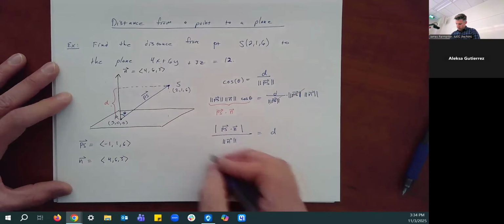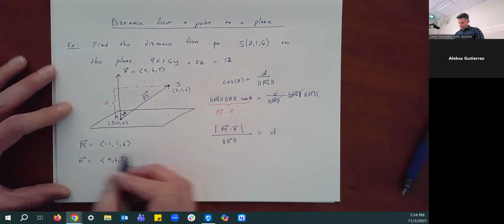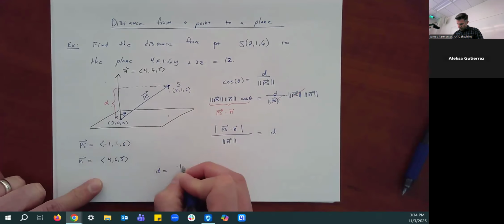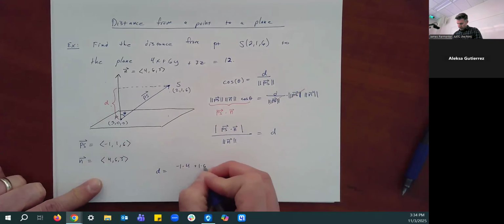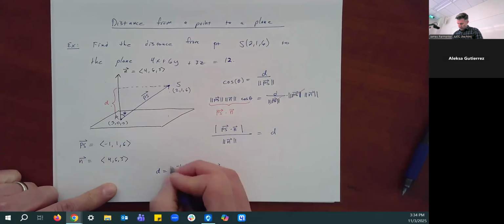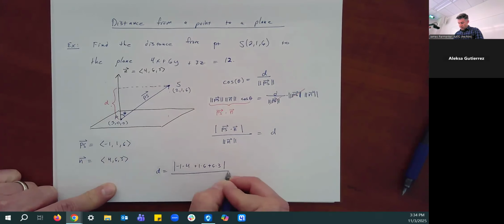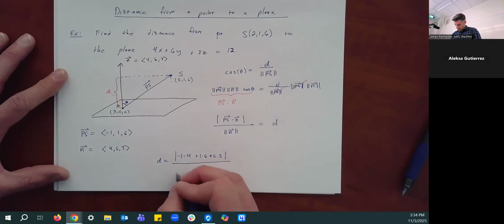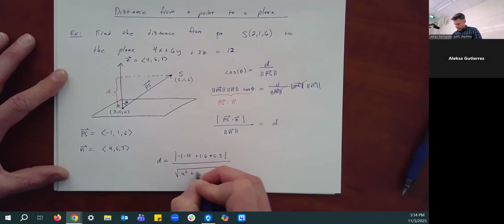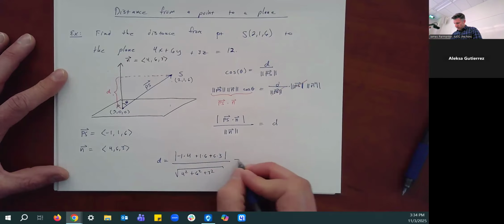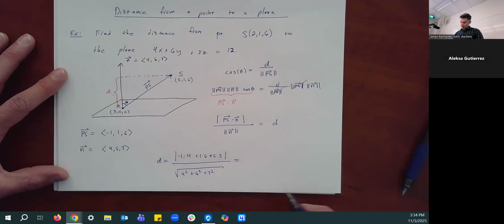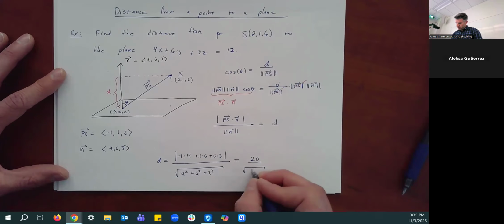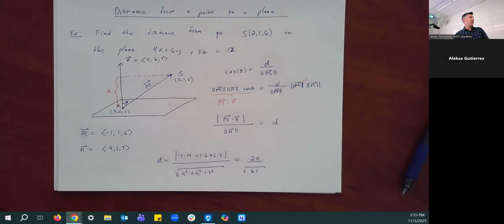So then our distance here should end up equaling the dot product of these two vectors. So that's going to be negative 1 times 4 plus 1 times 6 plus 6 times 3. And even though we don't need it, I'm going to put the absolute values around there anyway, divided by the magnitude of the vector n, which is the square root of 4 squared plus 6 squared plus 3 squared. Simplifying this, negative 4 plus 6 plus 18 is 20, divided by the square root of 9 plus 16 plus 36, which is 61. And I would probably not bother rationalizing that denominator.